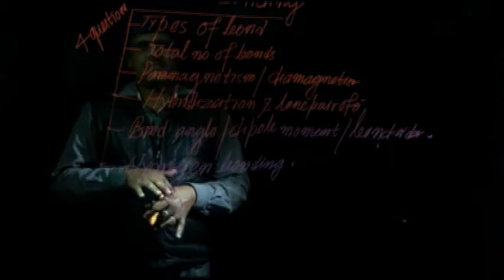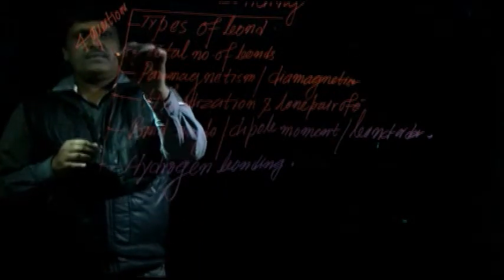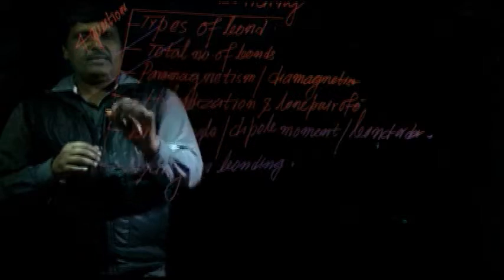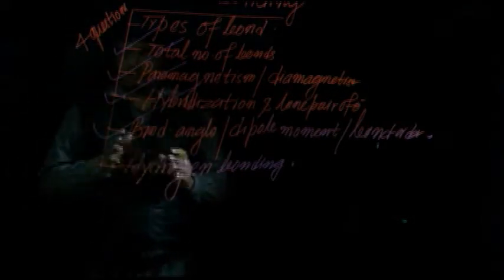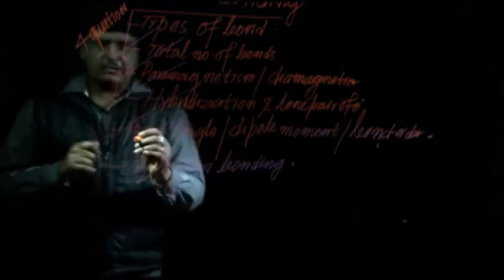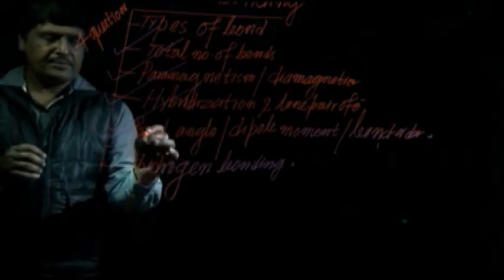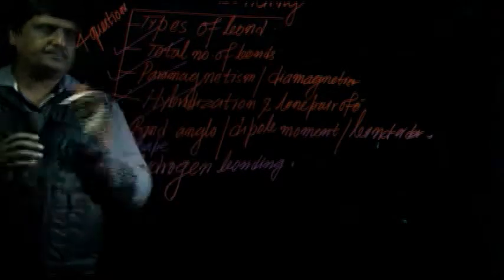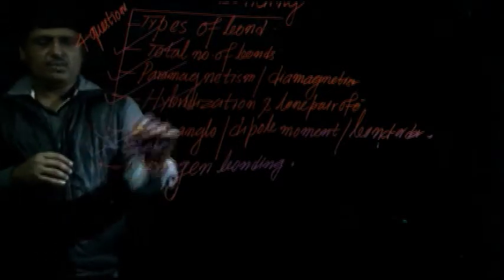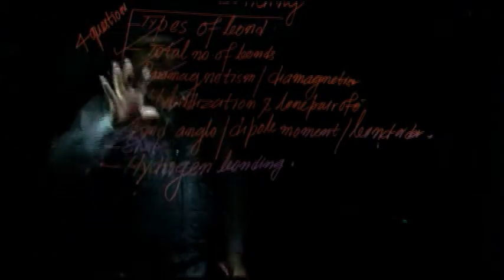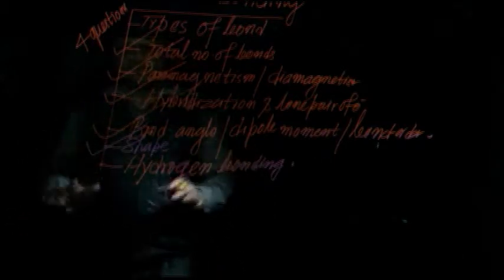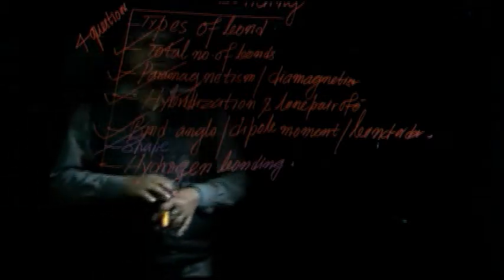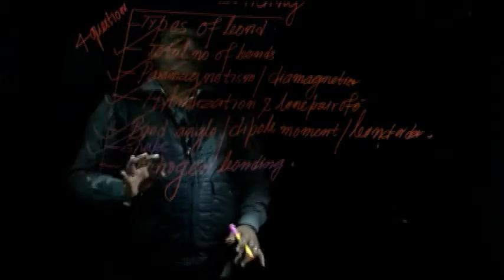Out of all these topics, these 4 topics, paramagnetism, hybridization, bond angle, are very, very important, and one is also shape. Means these 5 topics are very important, from where questions are asked everywhere in different entrances like JEE Main, JEE Advanced, different PMTs. Now the first topic, that is types of bond.